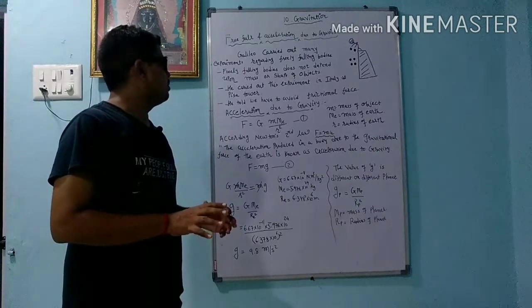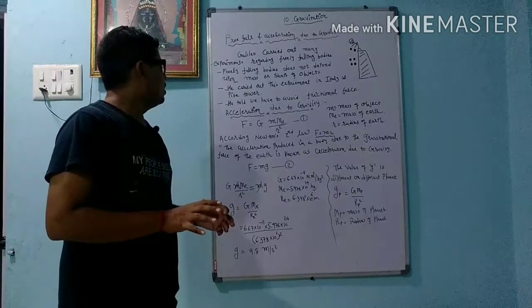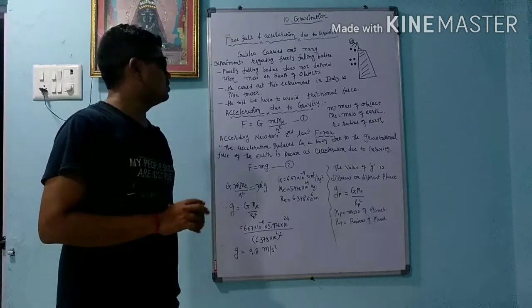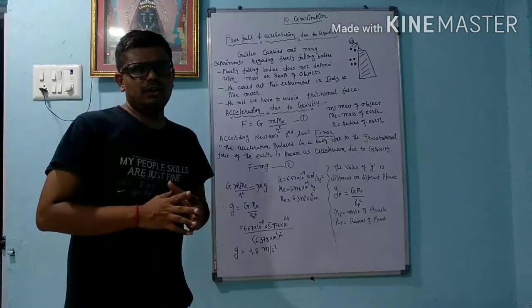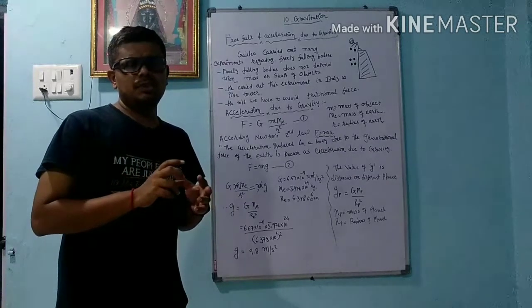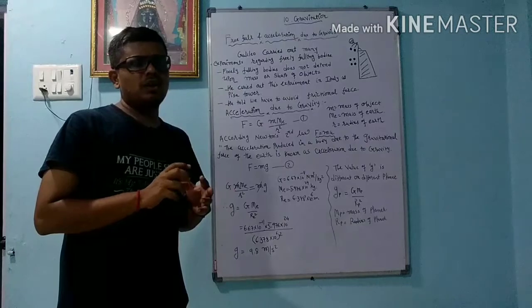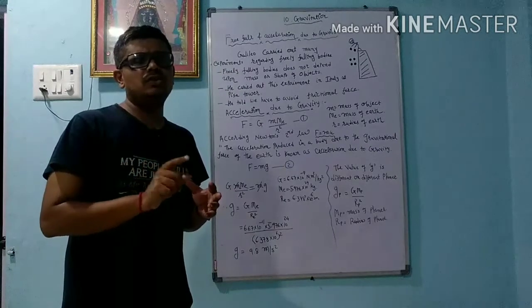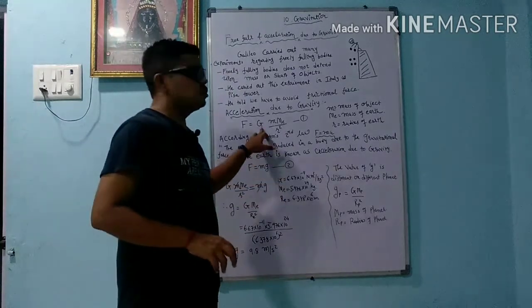He carried out this experiment in Italy at the Pisa Tower. He told us we have to avoid the friction force and consider acceleration due to gravity. So now we are going to find the value of small g. That is called gravitational acceleration. Capital G is called the universal gravitational constant.